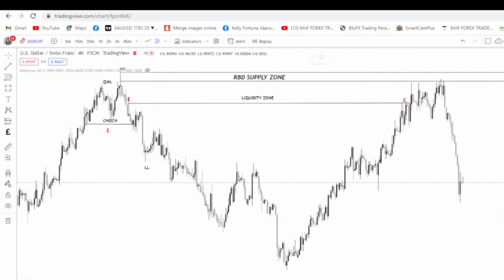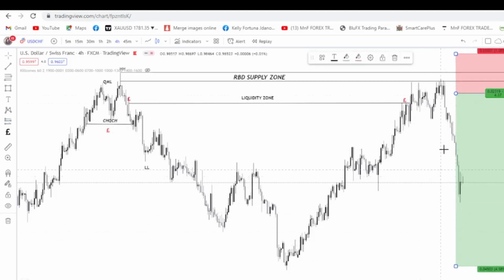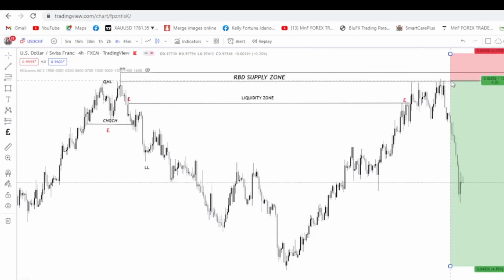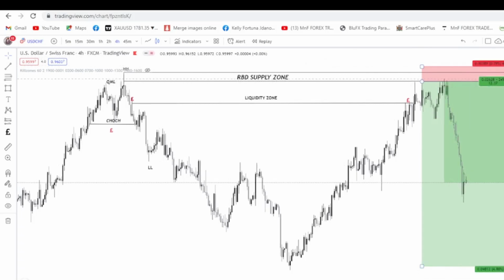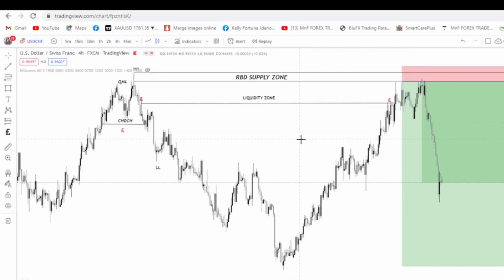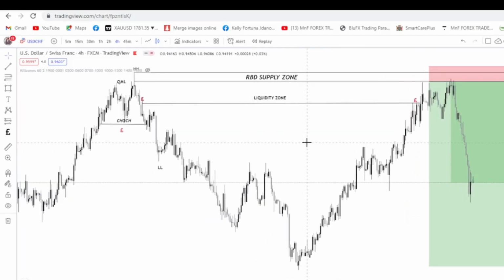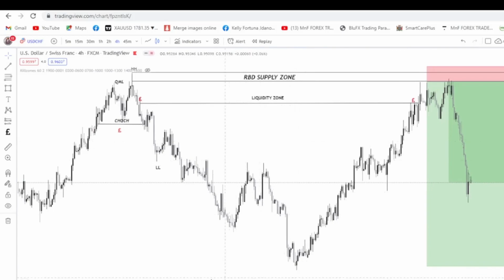Our stop loss on this particular trade was about 40 pips, and our target was about 400 something pips. It was an amazing setup, right? You can clearly see how it was. I'm going to show you the before picture of before this happened and everything else. So let me just go ahead and show you.